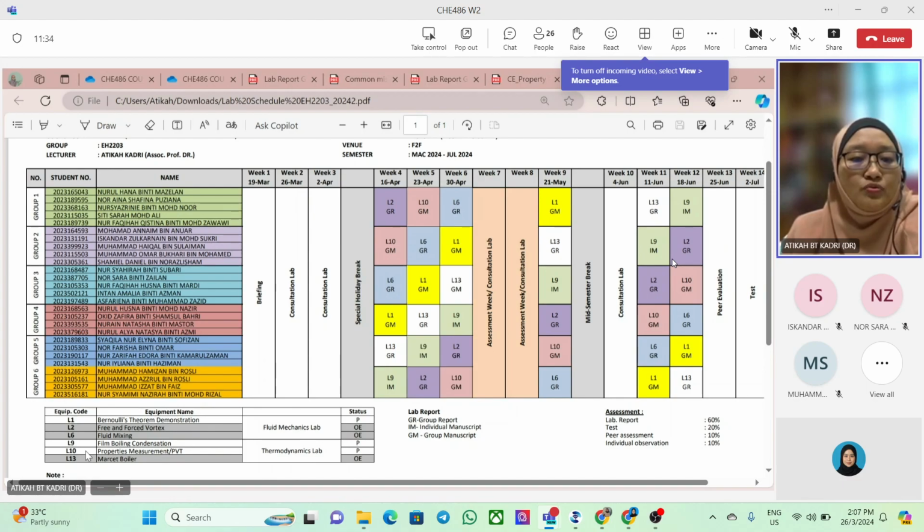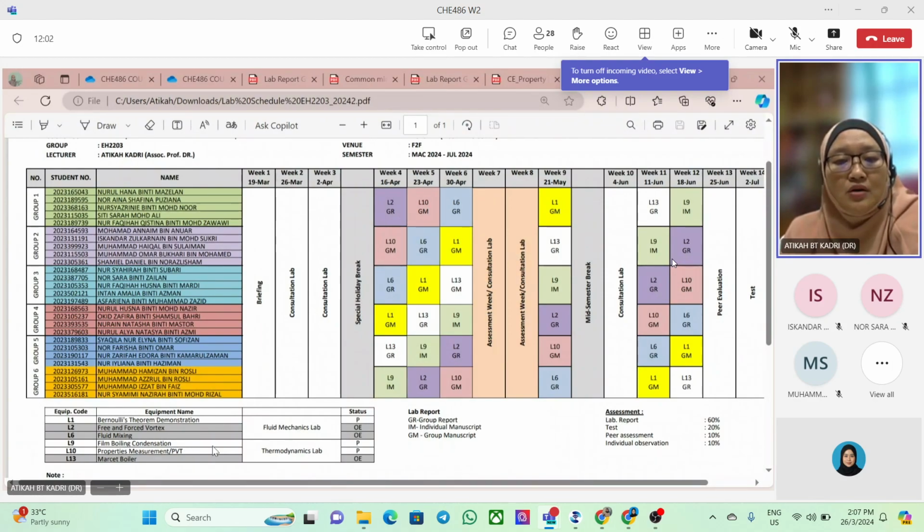Lab number 2, free and force vortex. Lab number 6, fluid mixing. Lab number 9, film boiling condensation. Lab 10, property measurement, or actually it's a gas expansion unit. And lab number 13 is master boiler. So these are the experiments that you are going to conduct for the next 14 weeks.